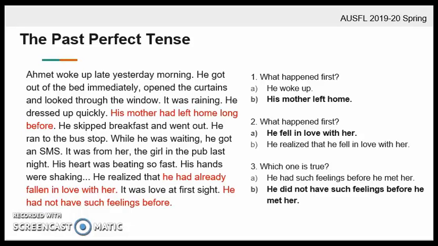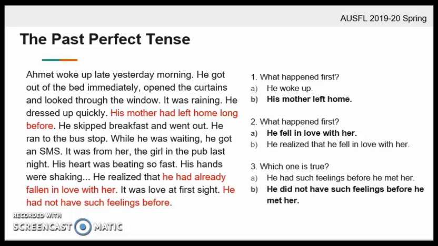The last question asks, which sentence is true? When you look at the last sentence in the text, you see that he didn't have such feelings before. Before here refers to the time before he met her. So the answer is B.